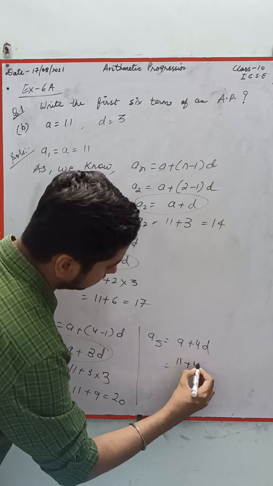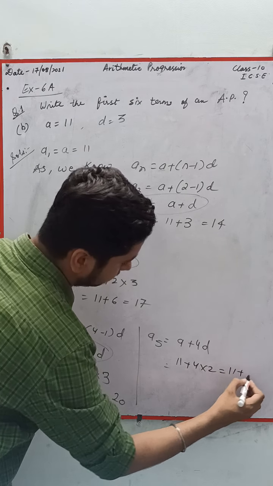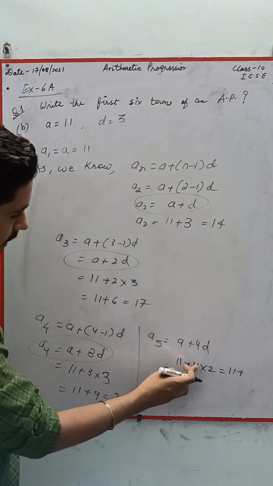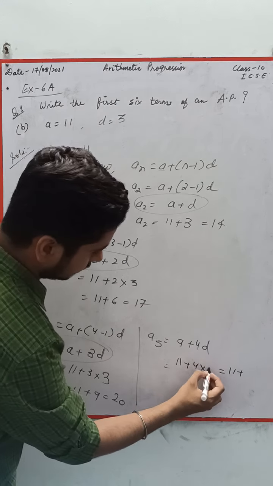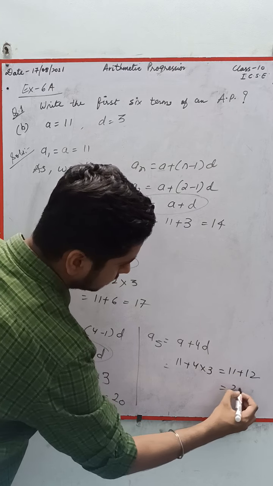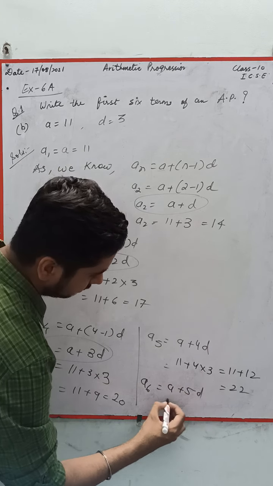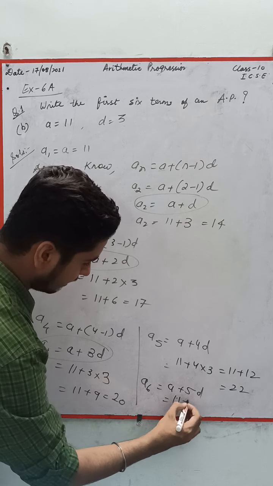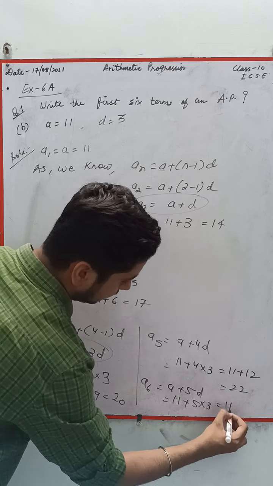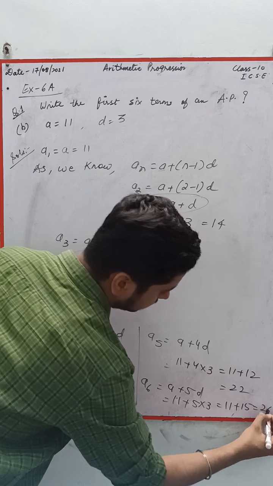So a is 11 plus 4 into 3, sorry, d is 3. 11 plus 12, which is 23. And a6 will be a plus 5d. So a is 11, 5 into 3, 11 plus 15, which is 26.